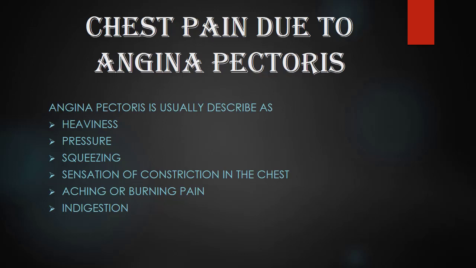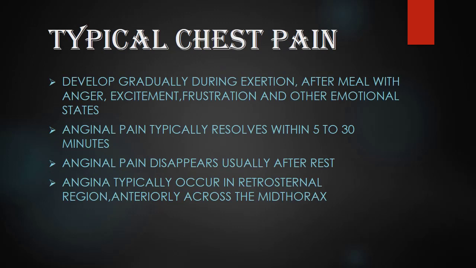In order to take a good history, you should know the difference between stable and unstable angina. Anginal chest pain may be typical or atypical. Typical pain of stable angina is the pain that develops gradually during exertion, after meals, with anger, excitement, frustration, and other emotional states. It is not precipitated by coughing, respiratory movement, or change in position.